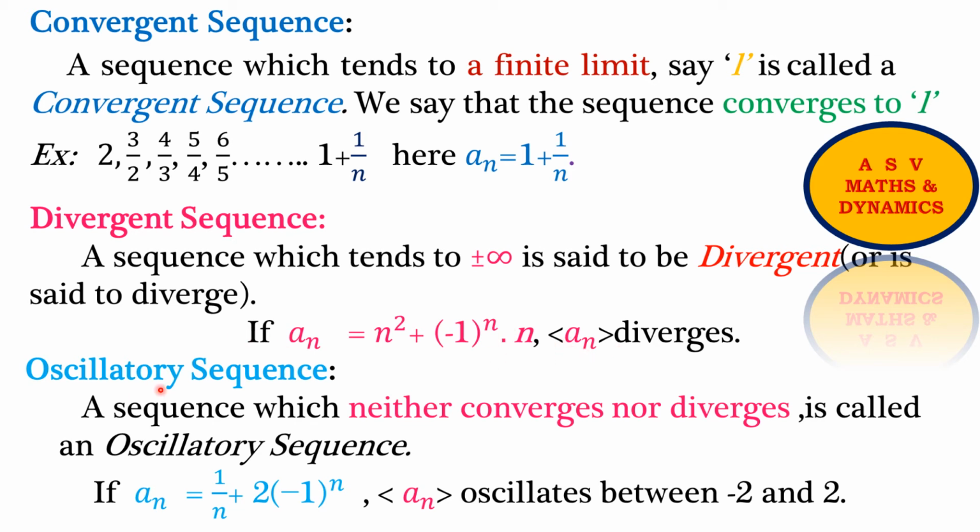Oscillatory sequences mean neither convergent nor divergent. If you get it like this, sometimes convergent, sometimes divergent. If you don't get either, it is an oscillatory sequence. So you see this series oscillates between -2 and +2. These are the sequences, and you just substitute the values to see how it comes. At the same time, you understand that if you couldn't get convergent or divergent, you can call it an oscillatory series.